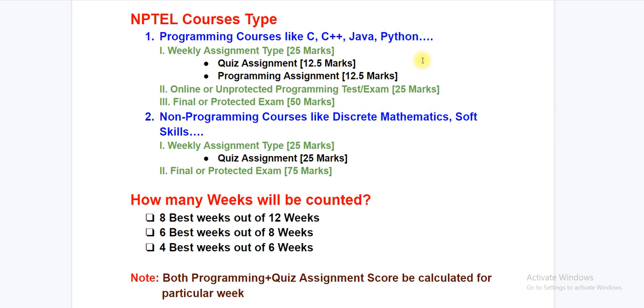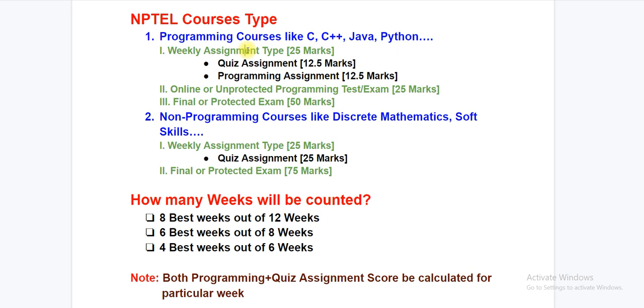What is the difference between the two? Programming courses have three types of evaluation criteria, as you can see here. Non-programming courses have only two types of evaluation criteria. Now let me discuss each thing in detail. Of course, the video is going to be quite long, but I want to address all these questions in a single video. So please watch the full video without skipping, so you can understand everything.